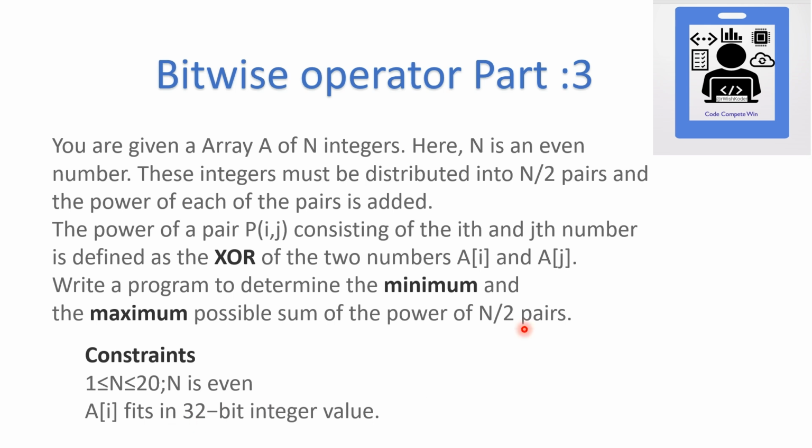To solve this question, I'm going to use the bit masking technique. So, what does bit masking mean? As you know, an integer is a combination of 0 and 1 in its binary form.